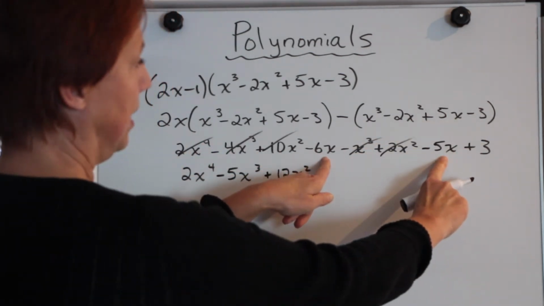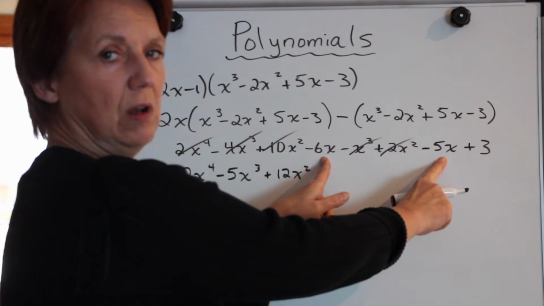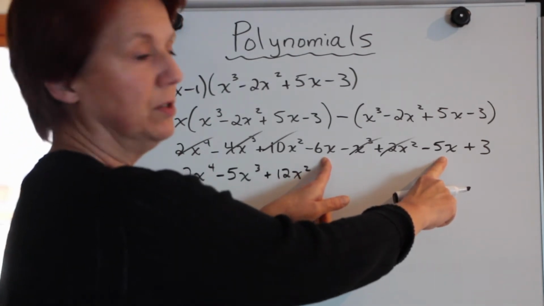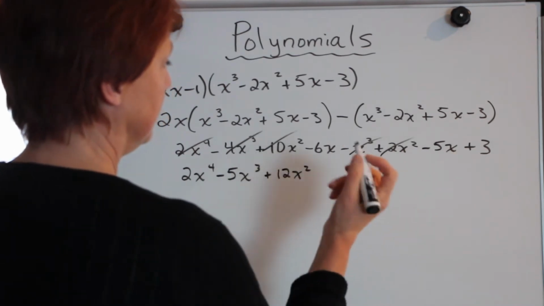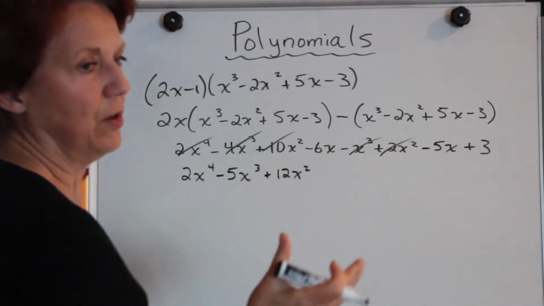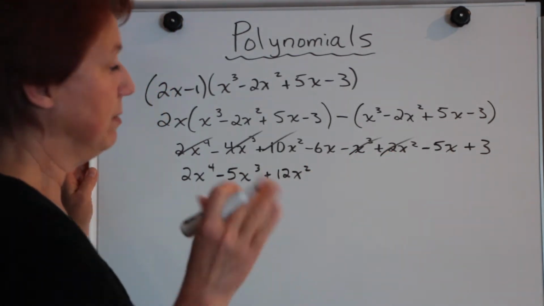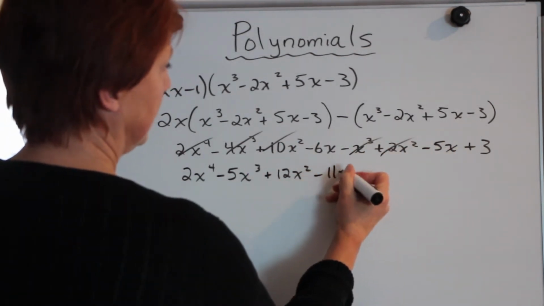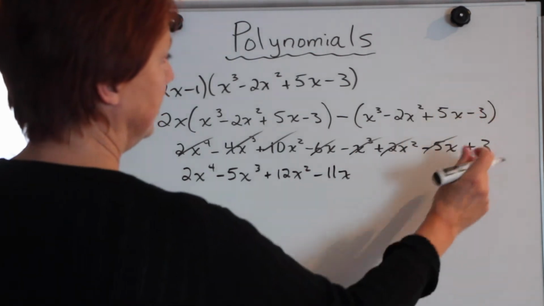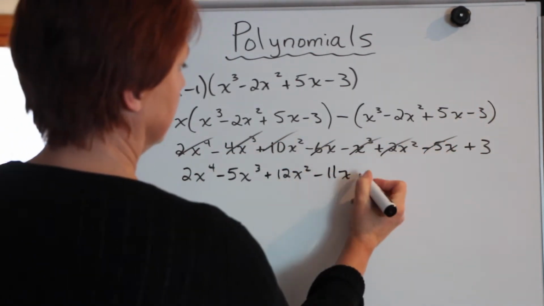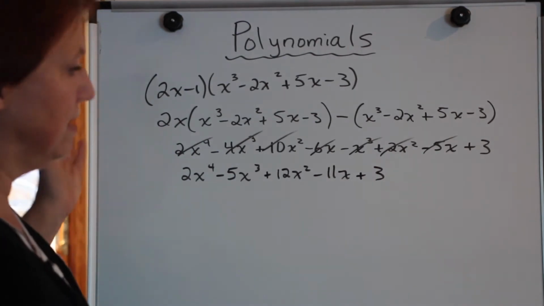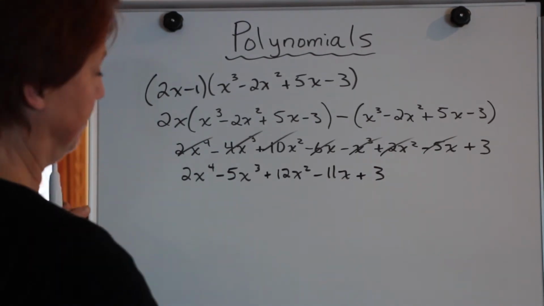-6 minus 5. If you owe your friend $6 and then you borrow another $5, you owe your friend $11. You're down 11. So sometimes with adding and subtracting negatives, it helps to think about money. Most people understand that. So -6 minus 5 is -11. Those are gone. And there's only the one constant, so plus 3. Just tap that onto the end. So that's it. Okay, that one is done.